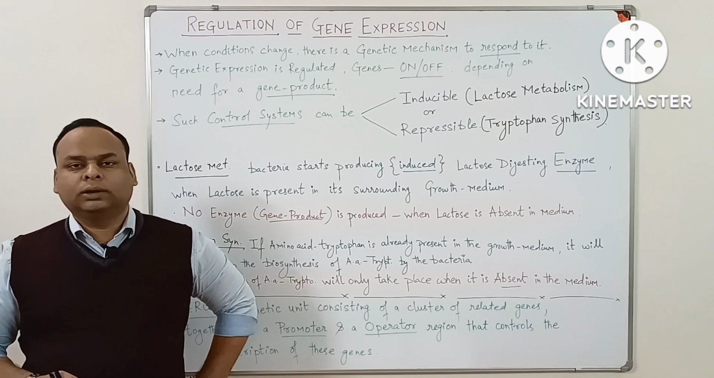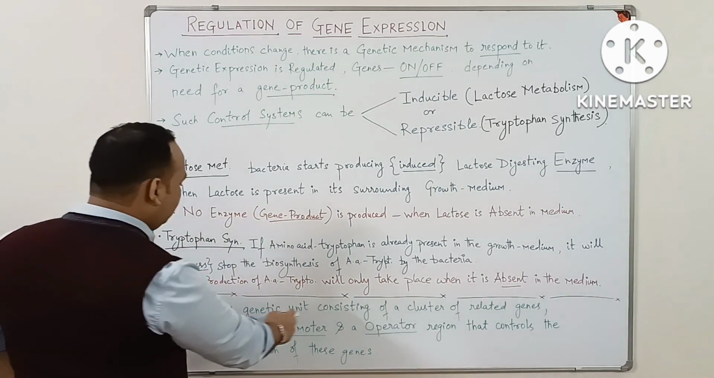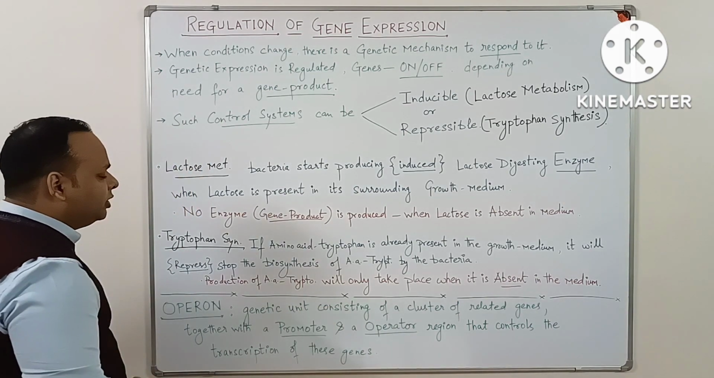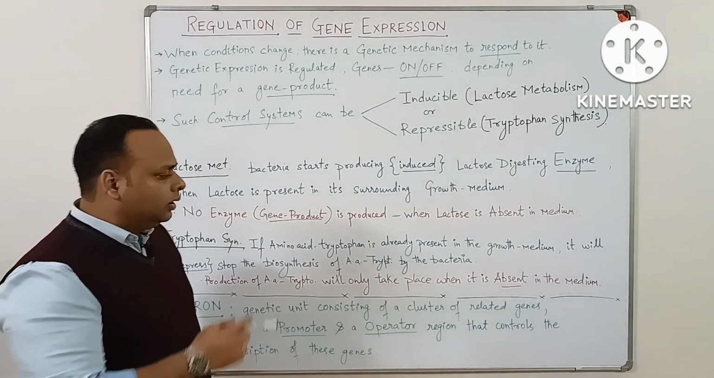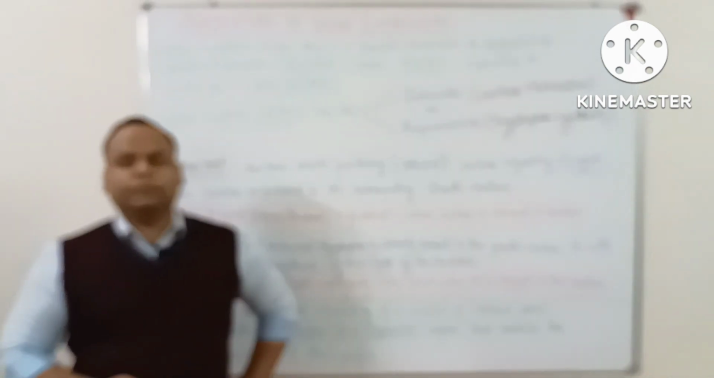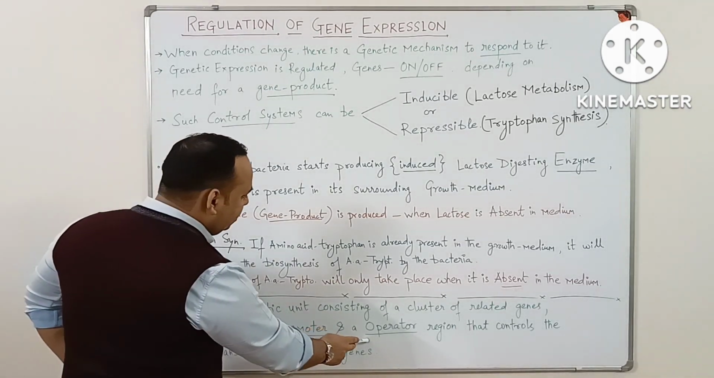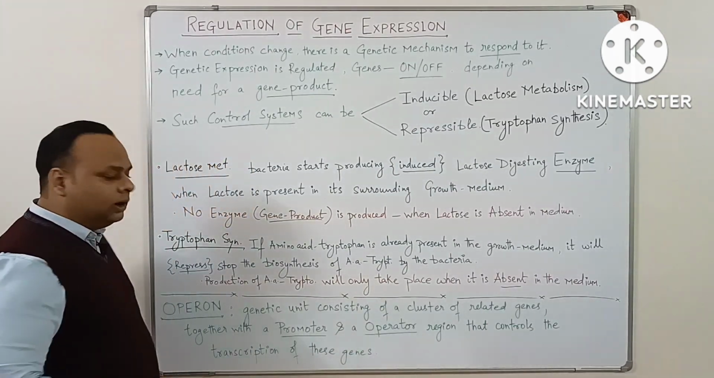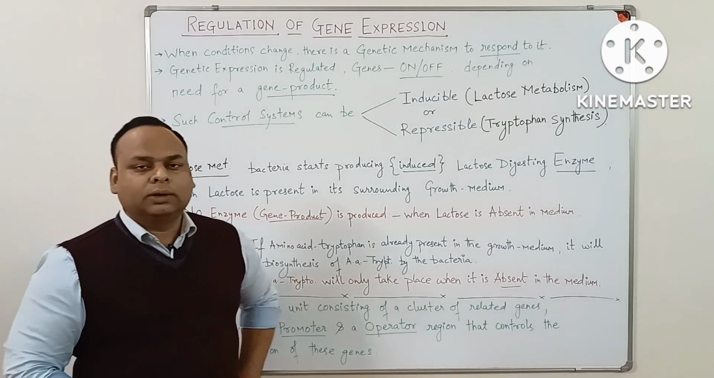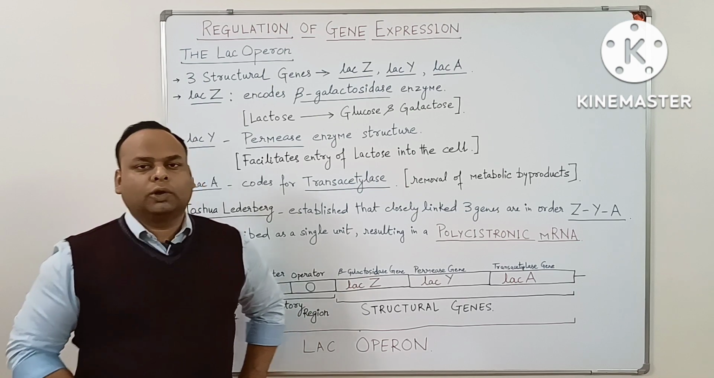Before moving further, let's see what an operon is. An operon is a genetic unit consisting of a cluster of related genes. These genes might be involved in a particular metabolic pathway. Together with these genes is present a promoter and an operator region that controls the transcription of these genes. Under regulation of gene expression, we will first study the lac operon.